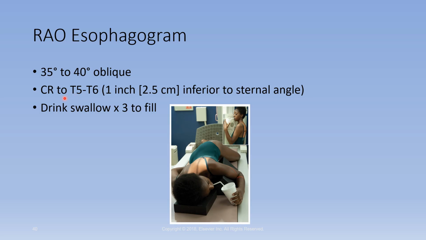Both of those are fine, except that if they're lying in an RAO, the chances of you feeling their sternal angle or their jugular notch is not going to happen. So T5, T6, if vertebral prominence is C7, T1, then that means you're about 5 to 6 inches below the vertebral prominence. In order to fill the esophagus with barium, the patient will have to drink and swallow quite rapidly.